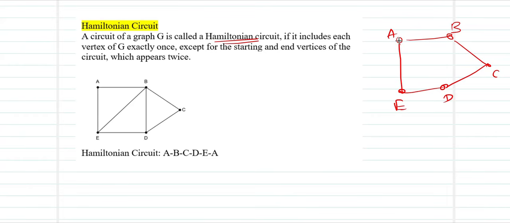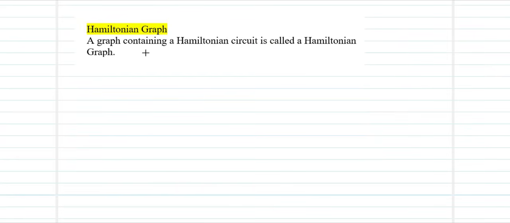Now see, I have covered the vertices of the graph G, all of them exactly once, and I have reached my starting point. I have started with A, I have ended with A, covering all the vertices exactly once. So what do we call this circuit? This circuit is called a Hamiltonian circuit. Now, if my graph contains a Hamiltonian circuit, then such a graph will be called a Hamiltonian graph.